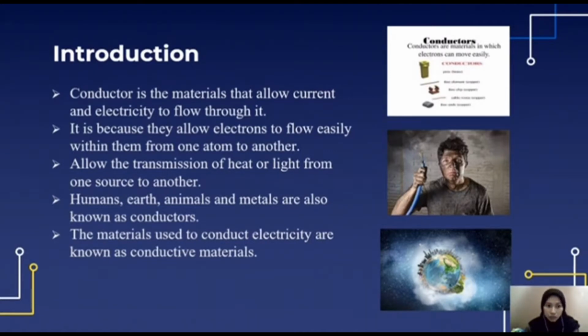For introduction, conductor is the material that allows current and electricity to flow through it. It is because they allow electrons to flow easily within them from one atom to another. They also allow the transmission of heat or light from one source to another. Human, earth, animal, metals are also known as conductors. The materials used to conduct electricity are known as conductive materials.